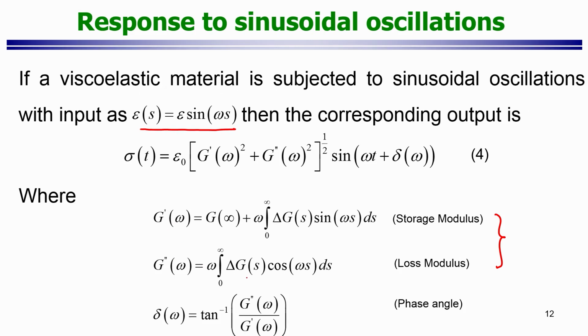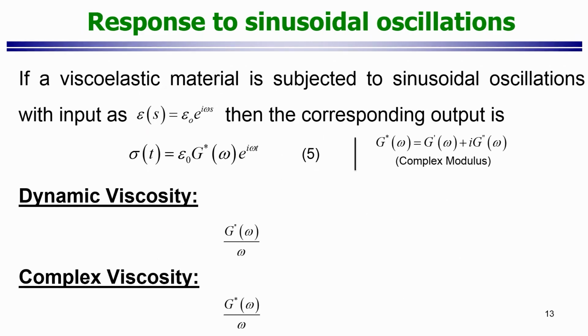The same formulation that we did previously can be written in the complex form, if we choose to write the input in this particular form, where i is the complex number. So, epsilon naught e to the power i omega s, this is now a complex number, but the complex number has cosine and sine forms, so basically you still have the time dependent oscillations. Then the corresponding output can be written in this particular form.